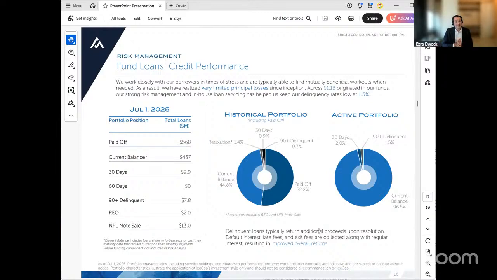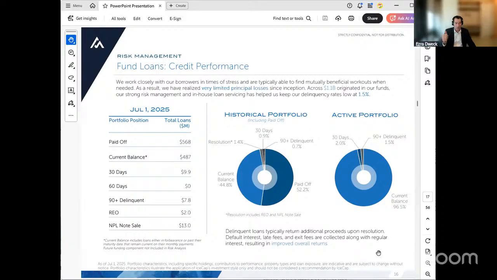What does that translate into? That plus our internal valuations translates into really, really good underwriting. And the historical performance shows just what we're talking about. The market for delinquencies and defaults is significantly higher than what our fund has been producing.